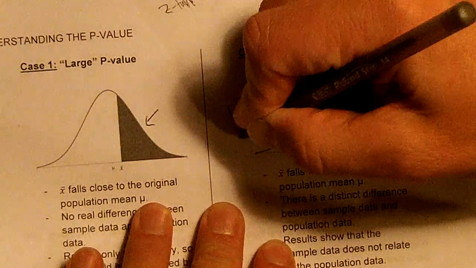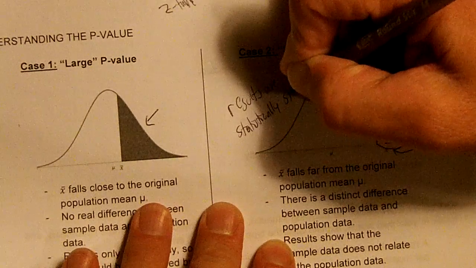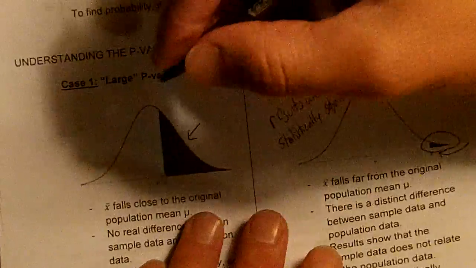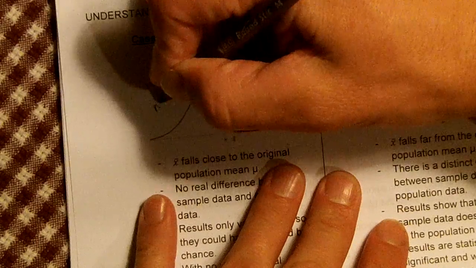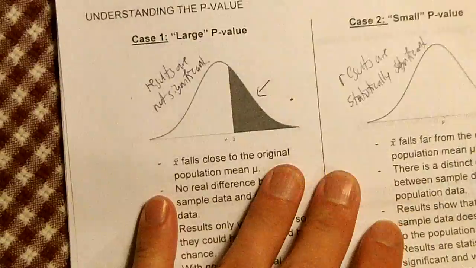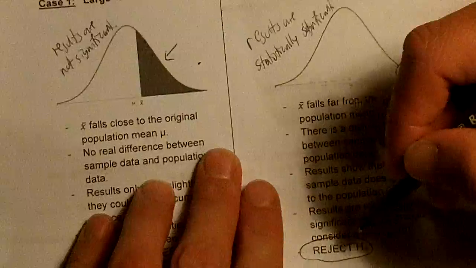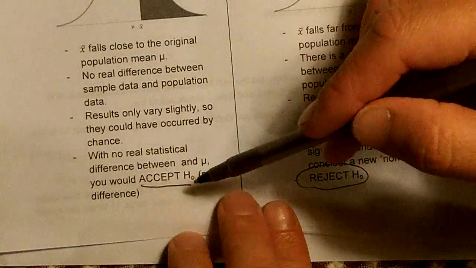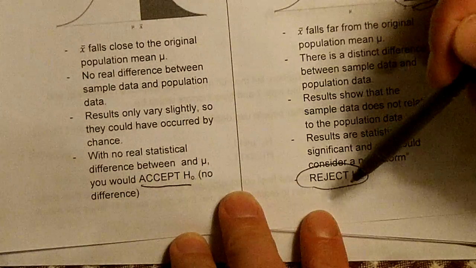results are statistically significant, and in this example, results are not significant. So whenever you have a small p-value, you would reject the null hypothesis, and whenever your p-value is very large, you would accept your null hypothesis. So there's not enough information here to throw it out, but here there is.